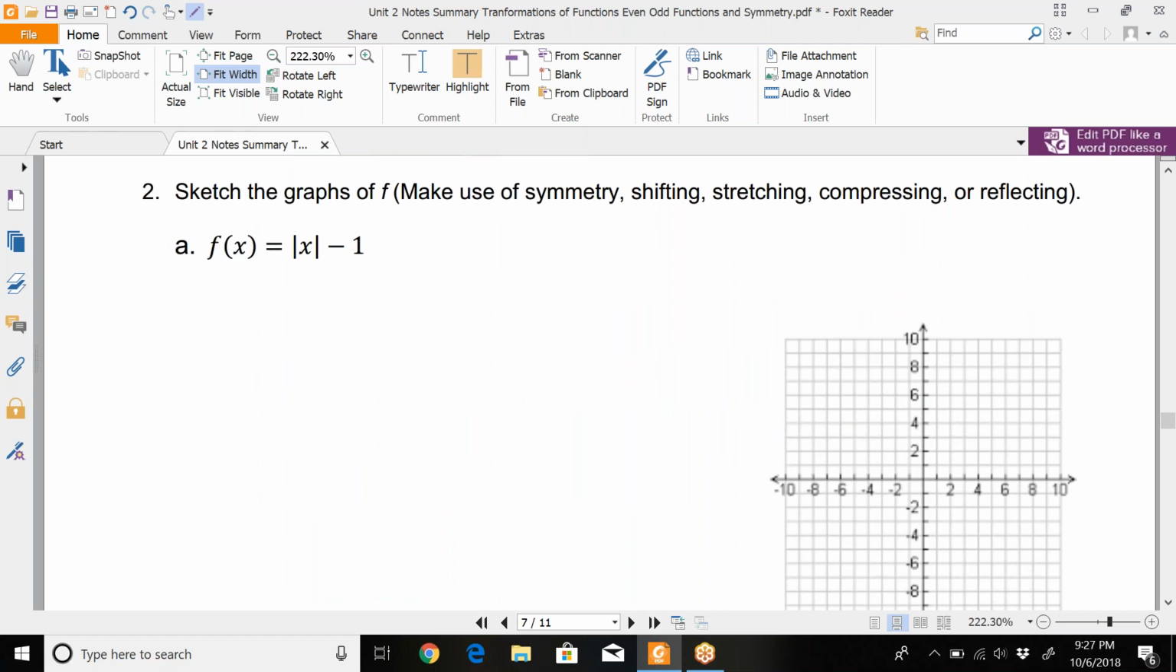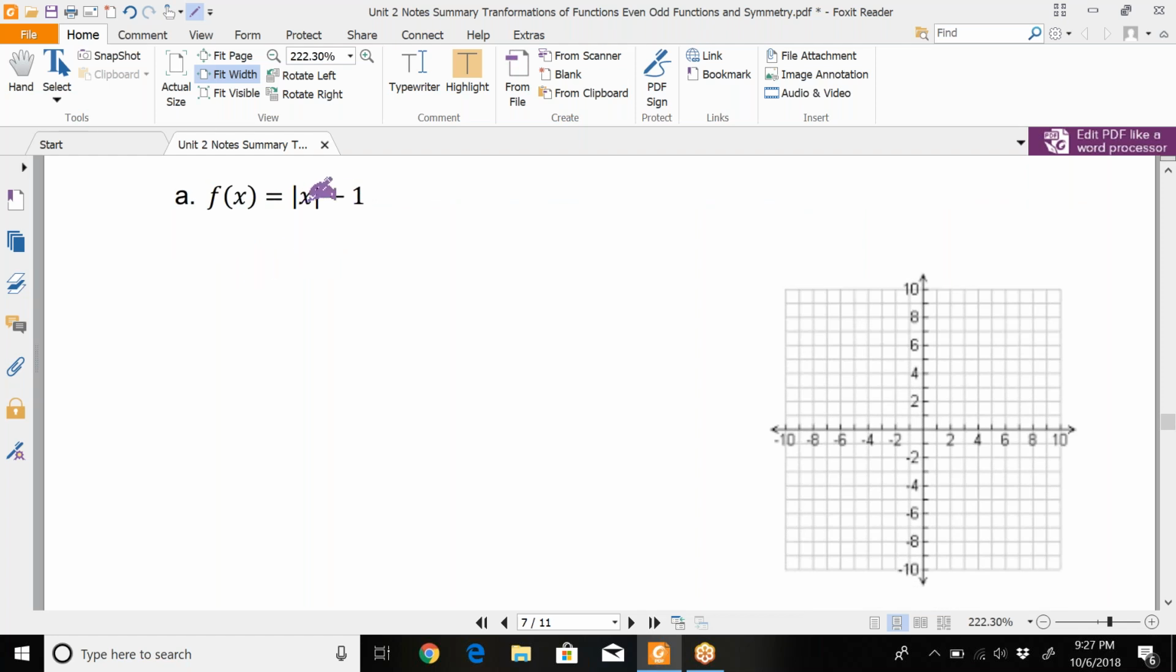It says sketch the graphs of f. Make sure to use any use of symmetry, shifting, stretching, compressing, or reflecting. So for this first one here, you need to know the parent graph that goes with this. This is absolute value of x. Absolute value of x, if I put in 0, it's 0. If I put in 1, I get 1. If I put in -1, I get 1, because it's the absolute value of it. And remember, it had a V shape.